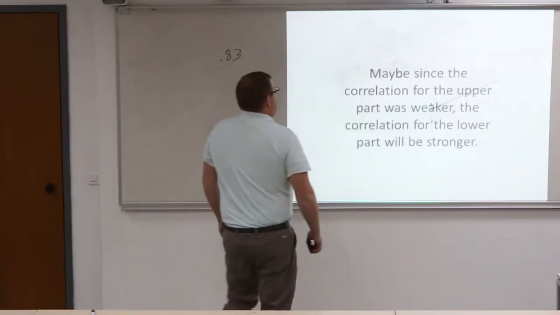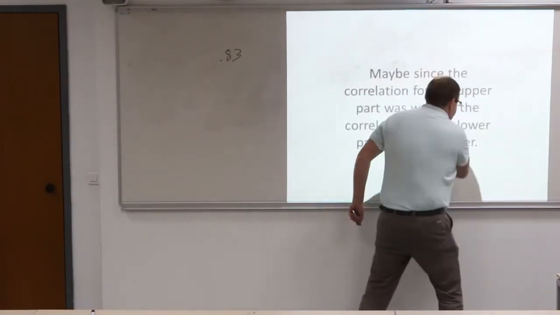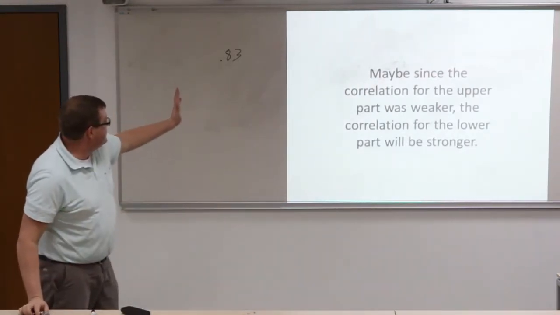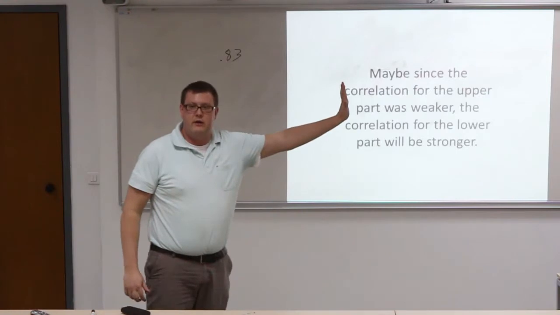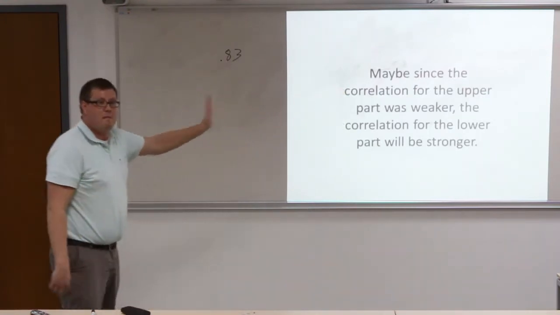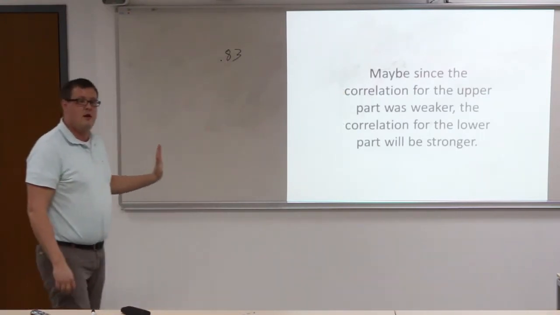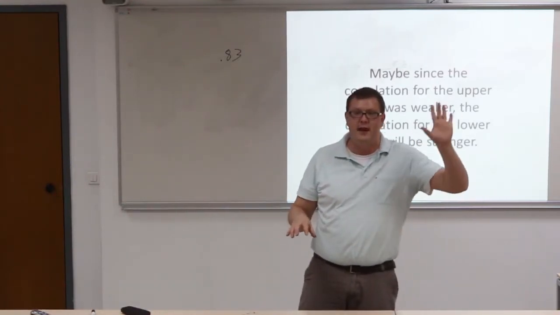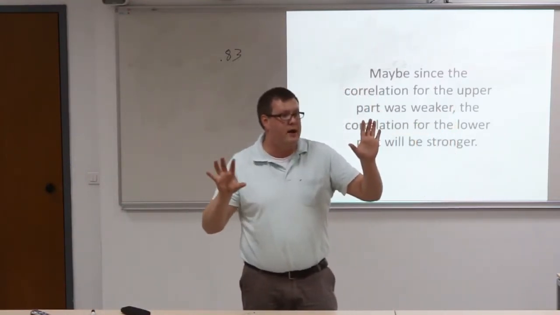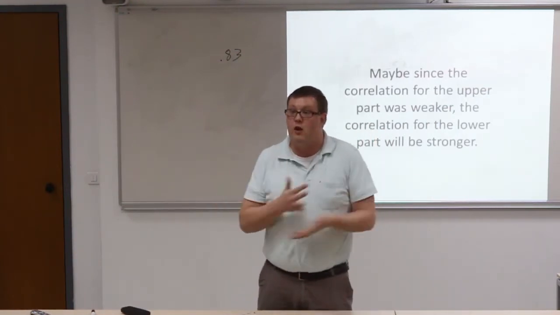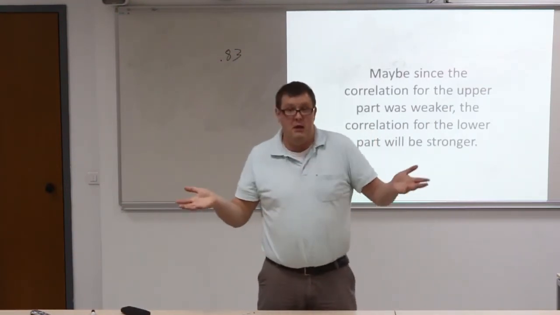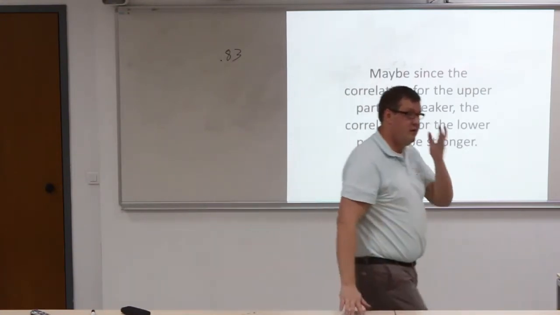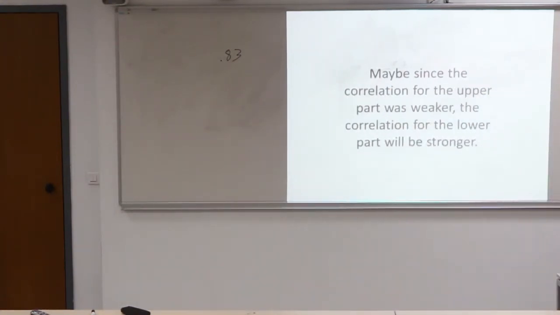Okay, now let's take a look at a different part. So since the correlation for the upper part was weaker, maybe the correlation for the bottom part would be stronger, right? So maybe if you average out the correlation for the top part and the correlation for the bottom part, you'll get the correlation for the whole thing, right? Maybe? No? What do you think? You think it will be weaker?